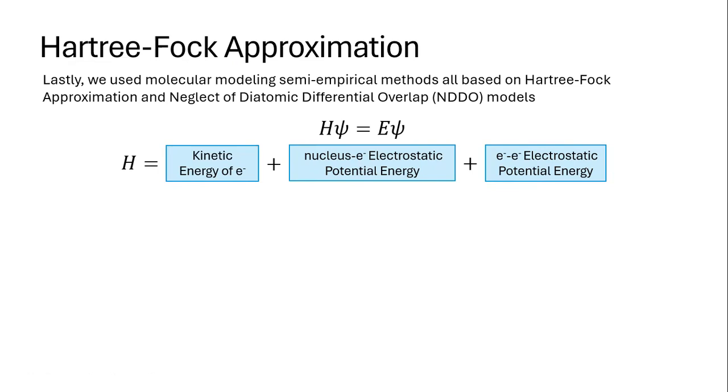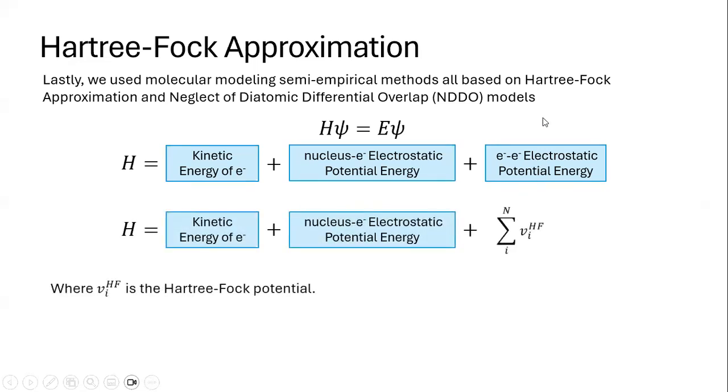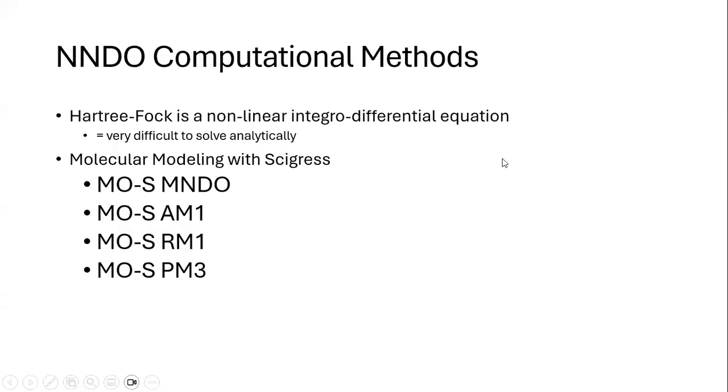term, which is honestly impossible to solve for a multi-electron system because you get a whole bunch of multi-electron integrals, which are really hard to solve. So what the Hartree-Fock approximation does is essentially replace this term with an approximation where electrons interact with an average electrostatic potential field, and thus we are able to make those calculations.